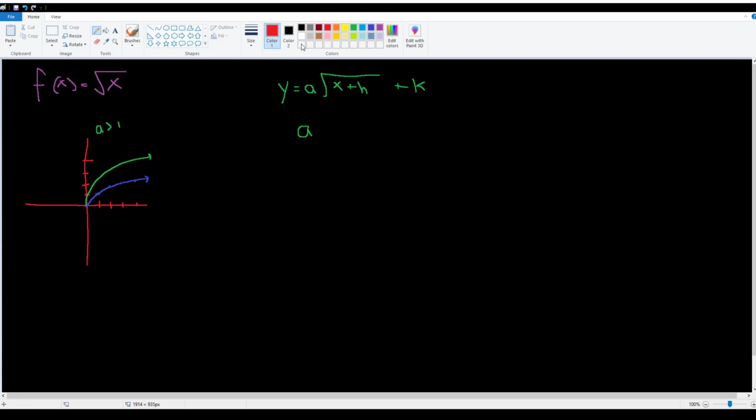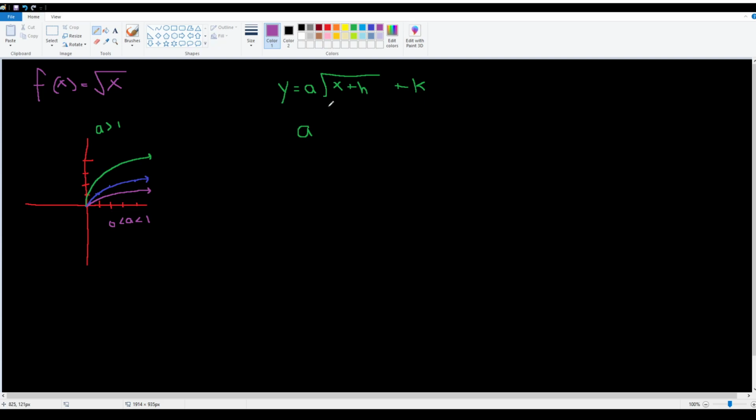Now, if A is between 0 and 1, meaning it's some sort of a fraction like 1/2 or 2/3, then it's going to compress itself. It's going to get a little bit less stretched out. So if it's greater than 1, it gets stretched. If it's between 0 and 1, it gets compressed, like that. So that's the first thing that I look at.